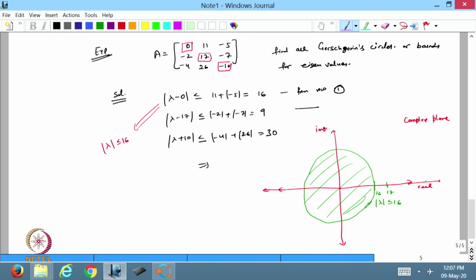So, it is 26. Suppose I choose this place as 26, and 17 minus 9 is 8. So, suppose this is my 8. From here I will draw a circle with the center at this point. So, this is my circle with lambda minus 17 less than or equal to 9. Now it is less than or equal to, so it becomes a disk. So, this is my another disk, and from the third one I choose.